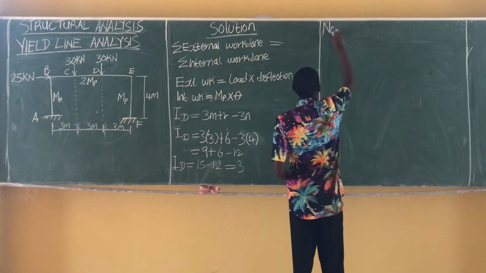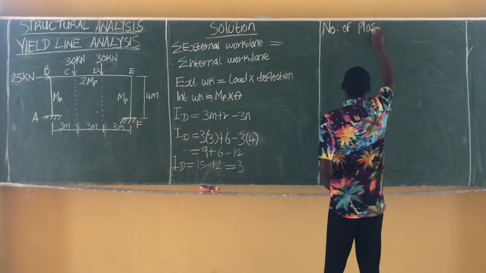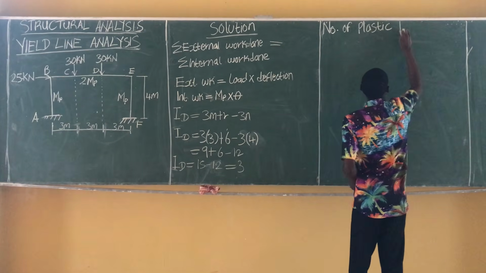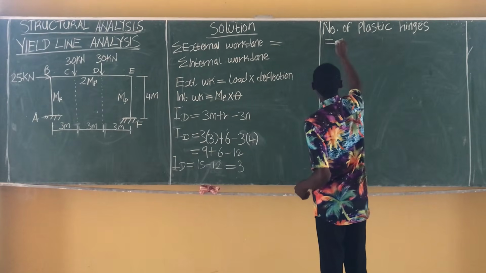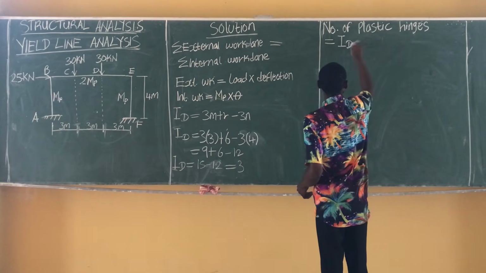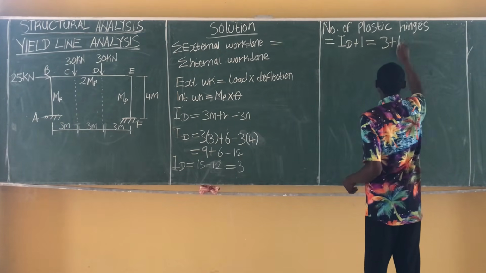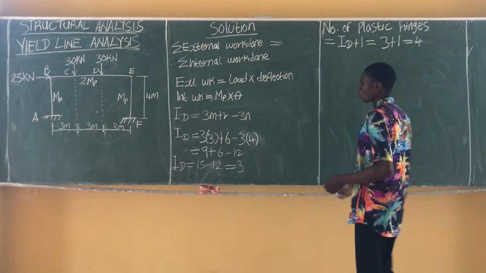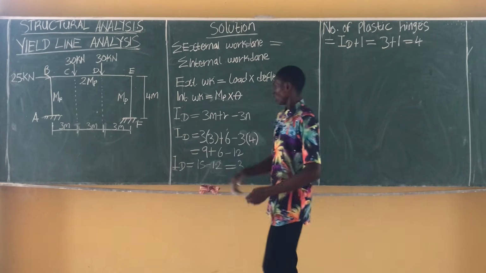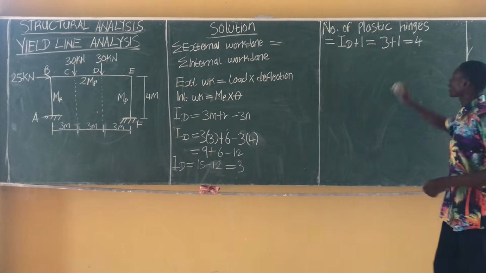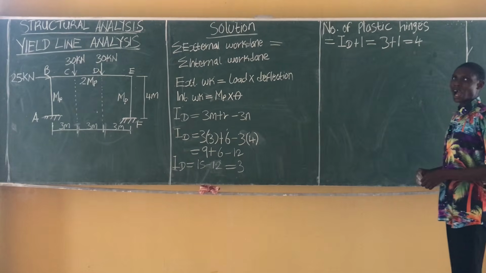Now, after getting our degree of indeterminacy, the next thing we get is the number of plastic hinges. So the number of plastic hinges is simply equal to degree of indeterminacy plus 1. And that's equal to what? 3 plus 1, which is equal to 4. So for this frame, the maximum number of plastic hinges is 4. So after getting the number of our plastic hinges, the first thing we do is to draw our beam mechanism.